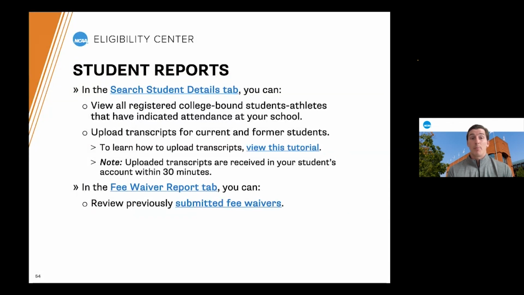The Students Report tab. In here, you will be able to see every student athlete that has registered with the NCAA Eligibility Center, former and current. You will also be able to upload their transcripts. Again, if you have questions on how to upload those transcripts, we do have a video that will show you how to do that. Again, note that a transcript may take up to 30 minutes to receive in their account.